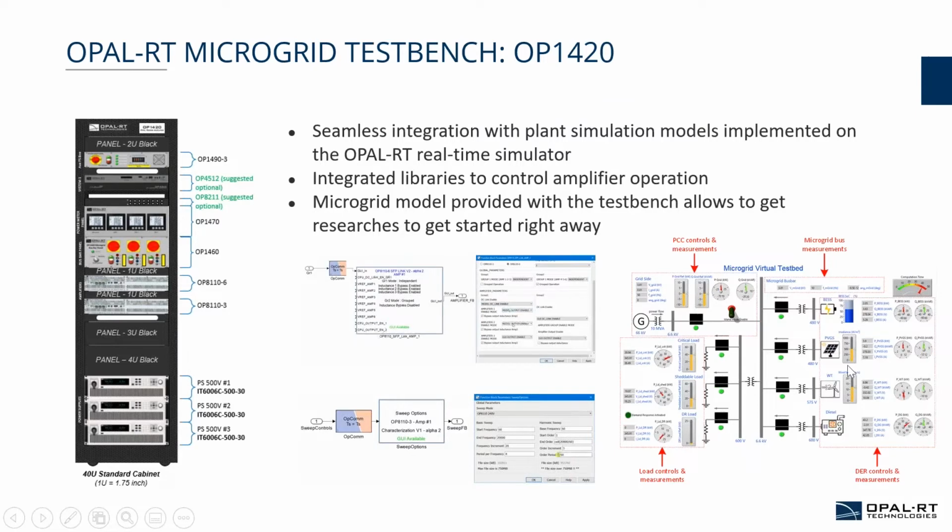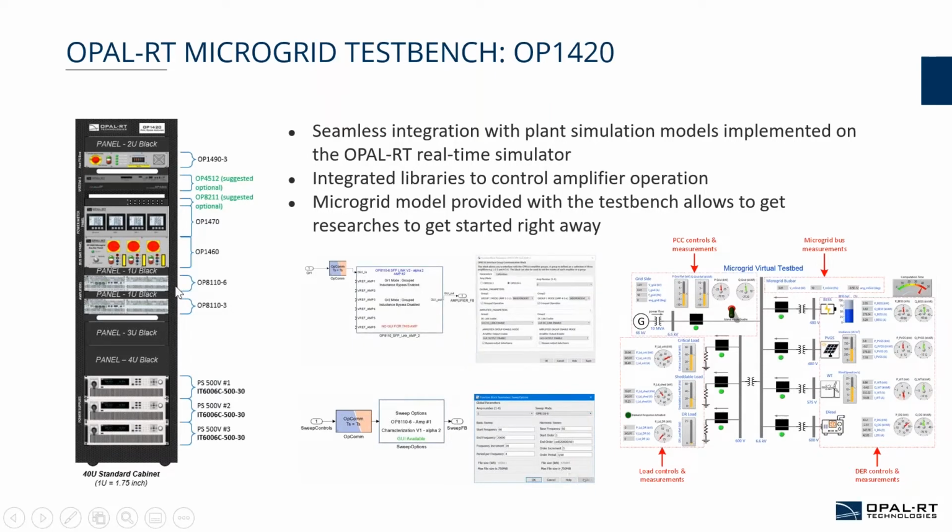You also have a microgrid model which is provided to users with an OP-1420, so that it allows users to have a kickstart and directly start with their research work, either modifying the microgrid model that is provided to them as per their requirement, or developing a model from scratch. Essentially, any model that can be developed on the OPAL-RT real-time simulator can be emulated with the help of the power amplifier which is present in the OP-1420 test bench.